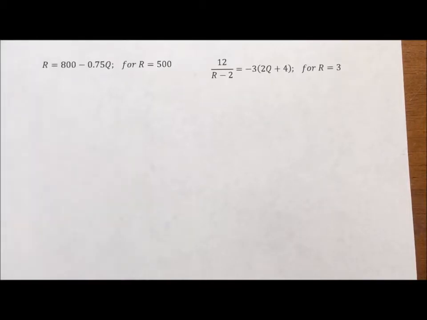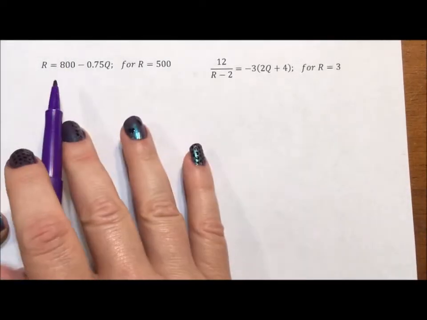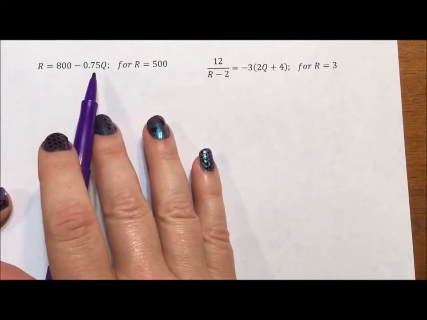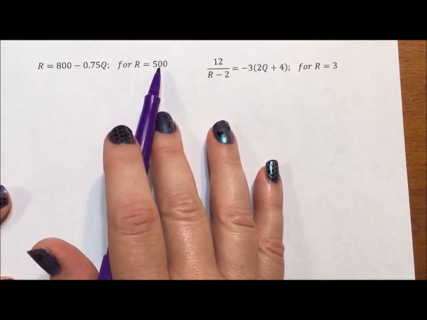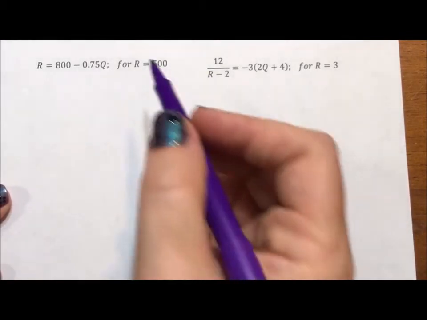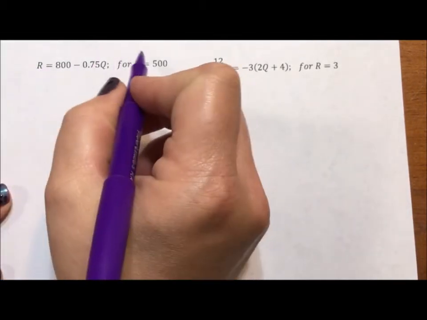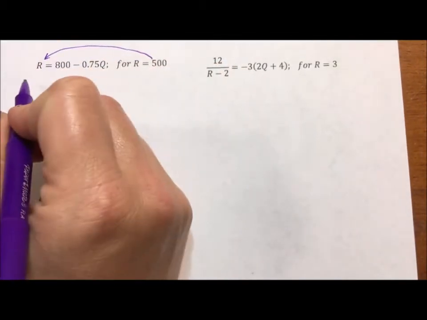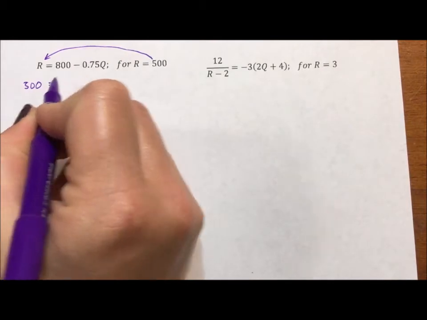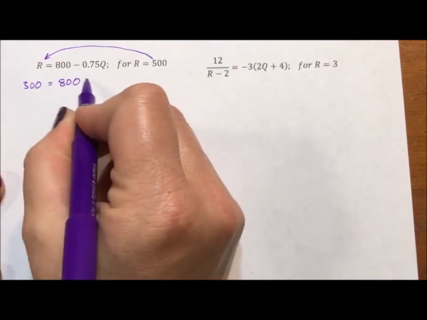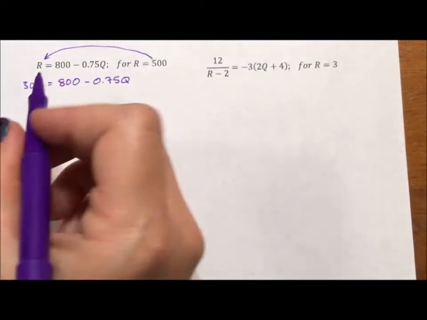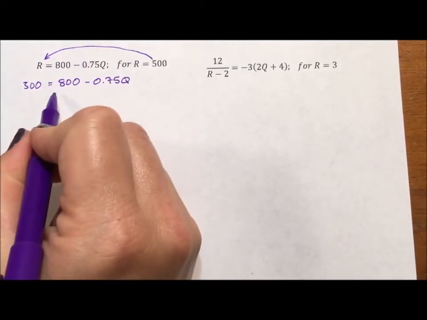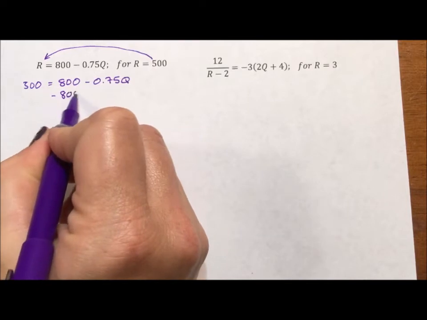Today in this video I'm going to talk about how to do a little bit of algebraic manipulation. So we have r equals 800 minus 0.075q, for r equal to 500, and we want to solve for q. So we plug 500 in for r, so we have 500 equals 800 minus 0.75q. And then I'm just going to solve for q. I'm going to subtract 800 from both sides.